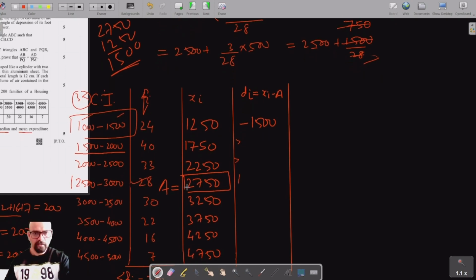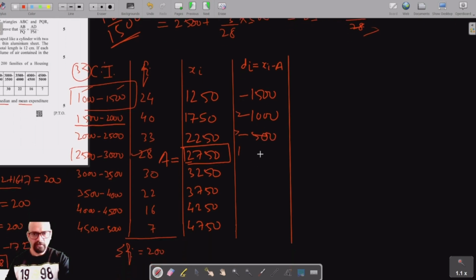And 1750 minus 2750, once again, is negative 1000. This is negative 500, and this is 0. So it increases here, 500, then 1000, 1500, then 2000 and 2500.